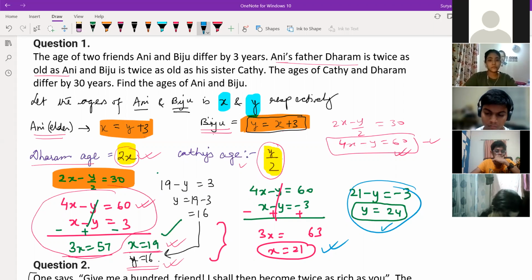So once we are getting this, see this one also you put, this one also you put. Understood? Both cases. The first case is coming x is equal to 19, y is equal to 16, and in the second case we are getting x is equal to 21, y is equal to 24.